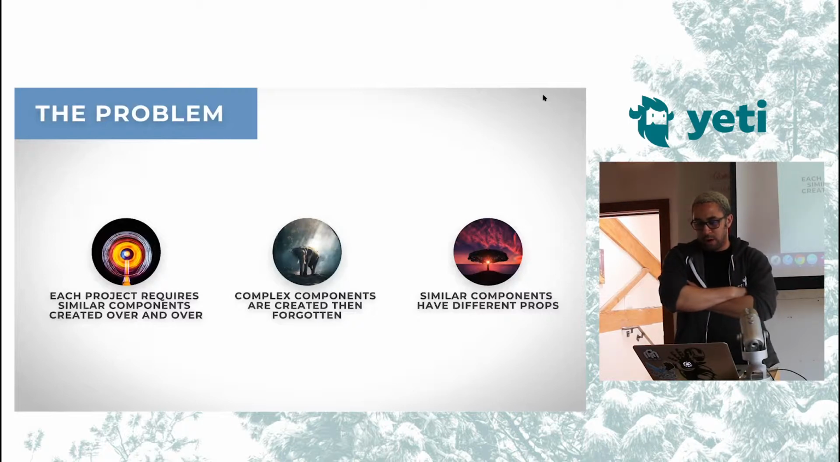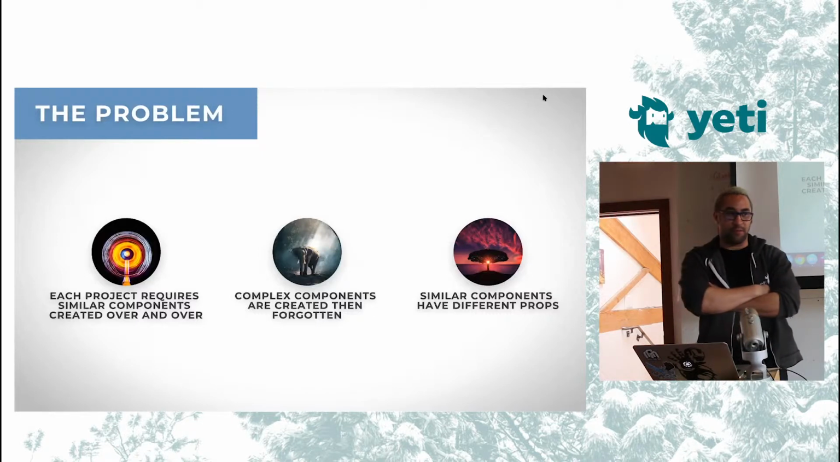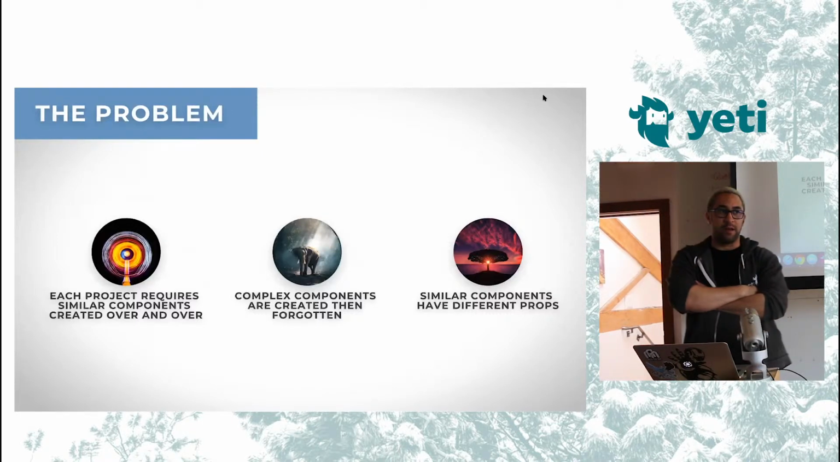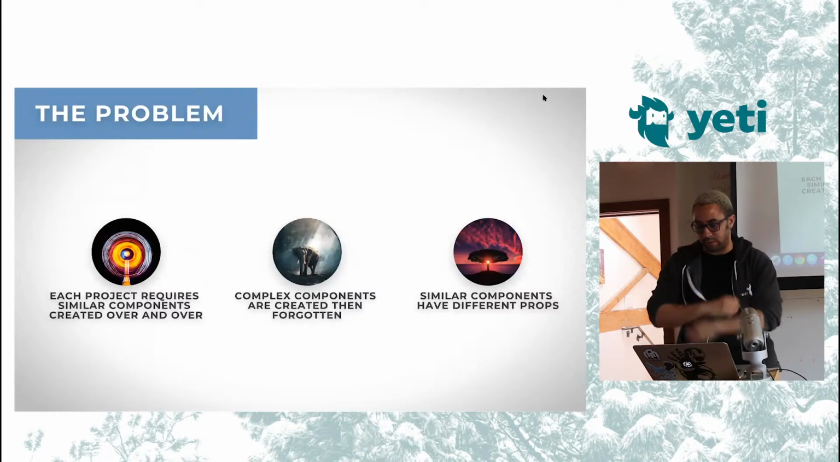Another problem, similar components have different props. So there could be one front-end developer here at Yeti that creates a button that takes in 3 props, could be error, text, and say size. And then another developer might make that same button on another project, and it only takes in text and height. I was trying to see if we could streamline the props that we all use in all of our components across all of our projects.